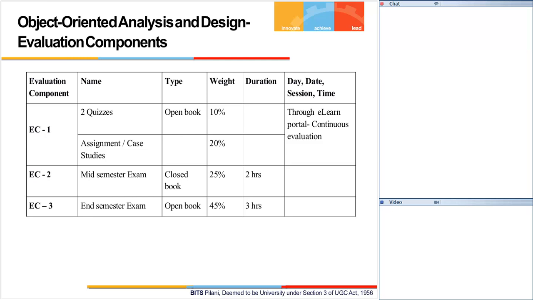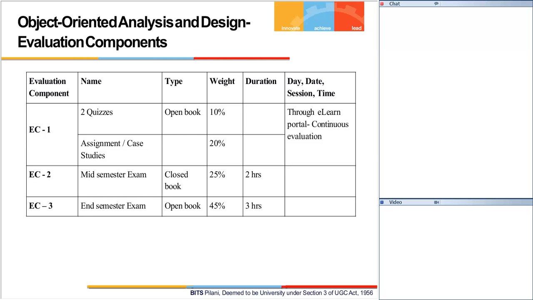The next two modules, which we call EC2 and EC3: one is the mid-semester examination, which is closed book, and the change here is that its weightage is reduced from 30% to 25%. It's a written examination, closed book. EC3 is the end semester examination, also called the comprehensive examination. It is an open book examination. The weightage is 45%. So again, 5% has been reduced. Earlier it was 50%. Now it has come down to 45%.